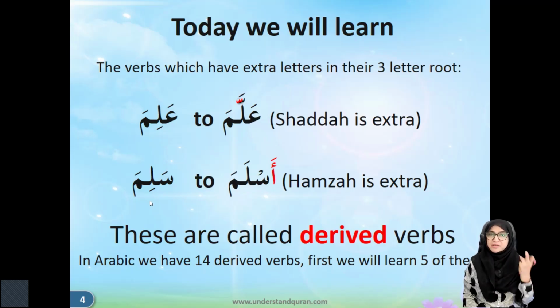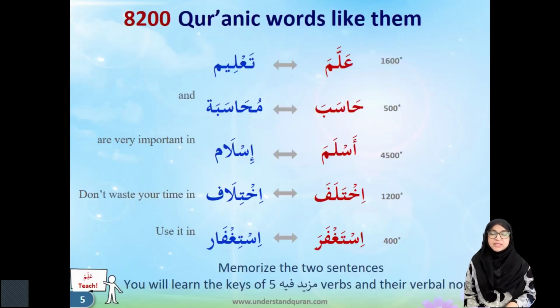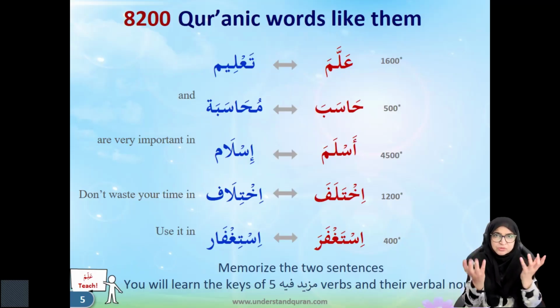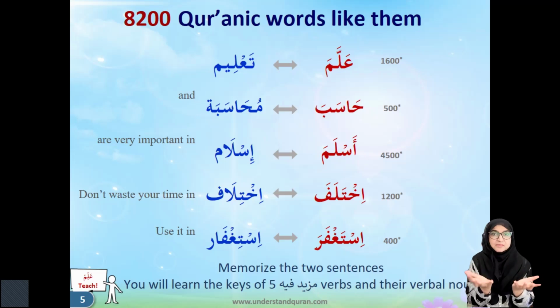Allama. Then Salima is a 3-letter root word, and you add an extra Hamza there to make it Aslama. So you added a Hamza, that's an extra letter, and that extra in it is called the Mazid Feeh. And these are the derived verbs. So let's practice what we have learned so far. Let's remember, and we have been memorizing these sentences so that you know the base Mazid Feeh words, and from there we can develop.